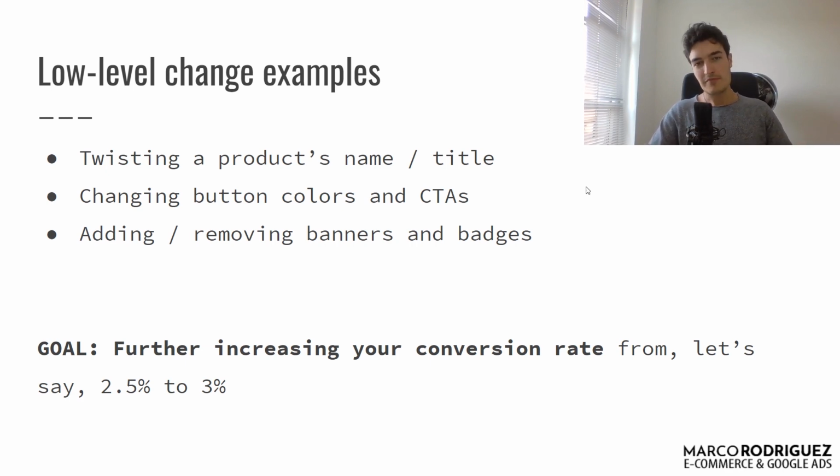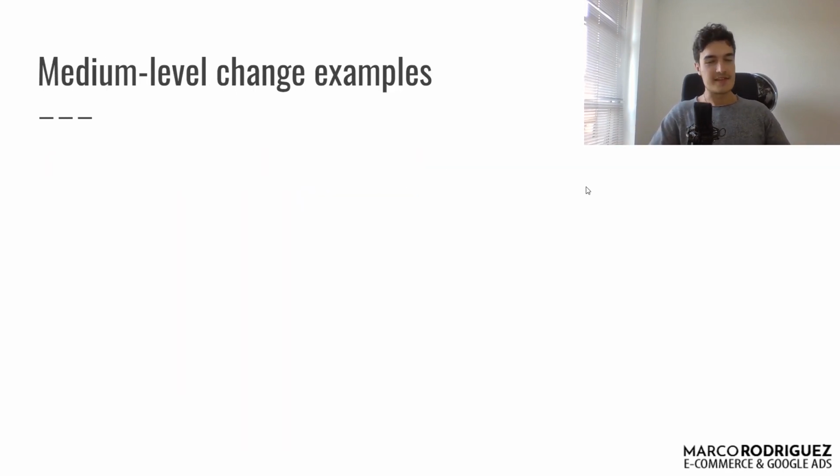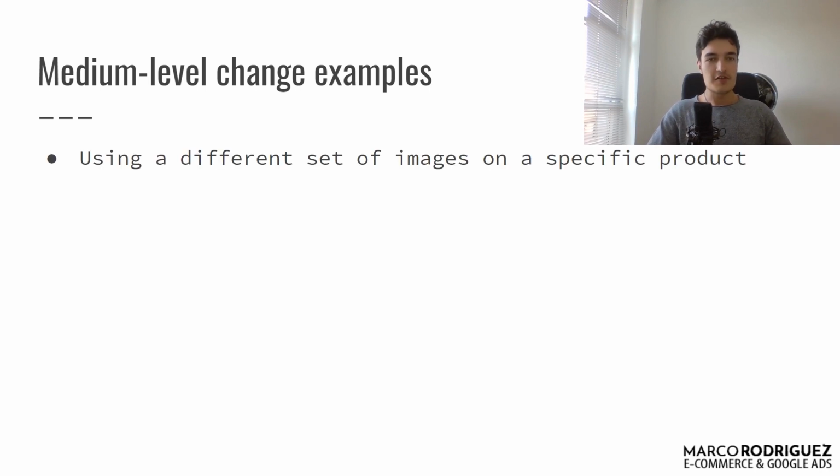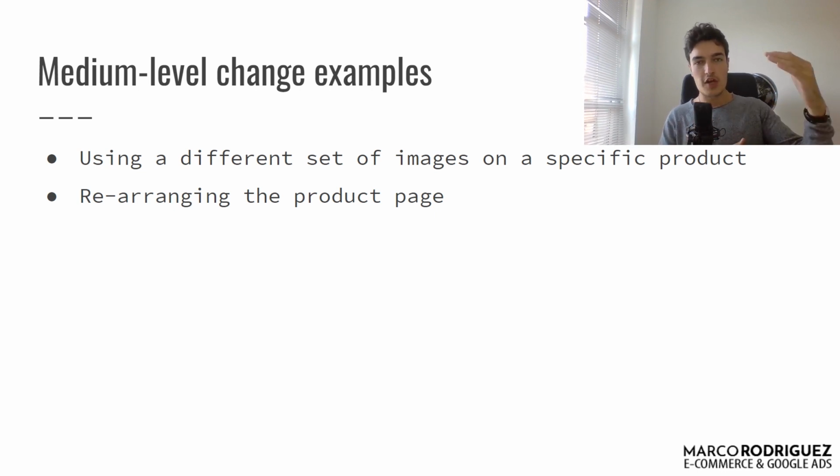Then we talk about the medium level changes, and as I said before, medium level, medium size, etc. Here, what you can do, for example, is using a different set of images on a specific product. You can change from white background to normal or ambient background. You can use people in your images or something like this, or using a higher quality image. This isn't really a test, this is like an upgrade, of course. If you have a low quality one, getting a high quality one is a no-brainer and not really a test in this case. Rearranging the product page is another example. Maybe you want to get the reviews closer to the top and the rest to the bottom.